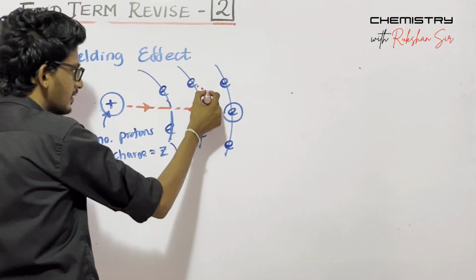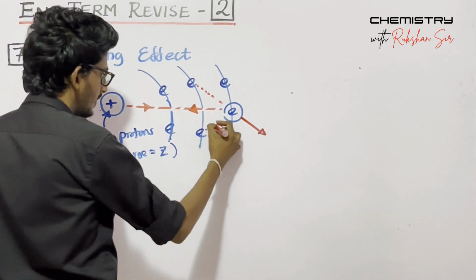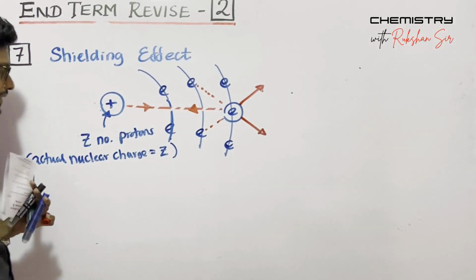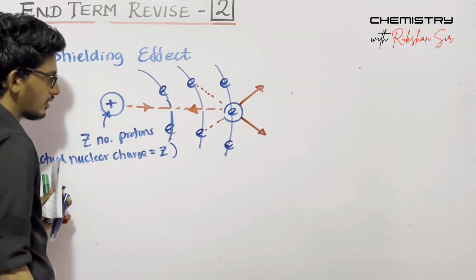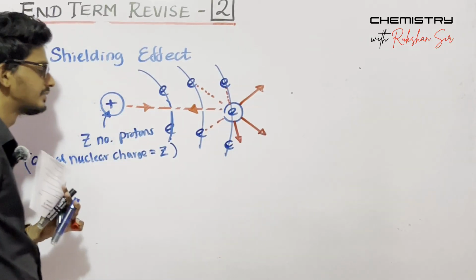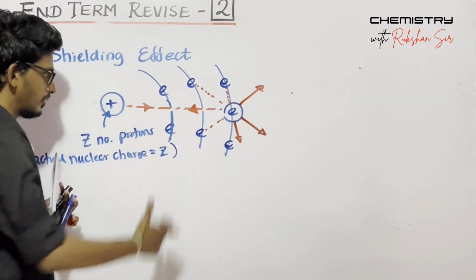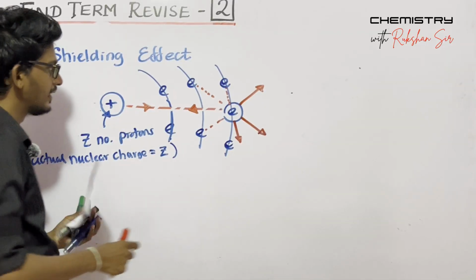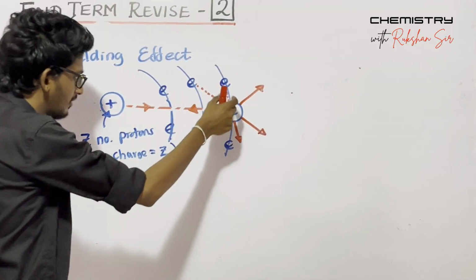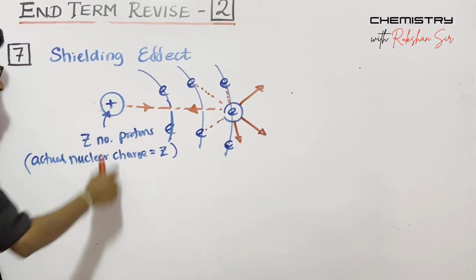As these guys, the inner electrons, will repel your considering electron from the nucleus. Not only that, these orbital electrons also repel your considering electron out from the nucleus. So the actual nuclear charge felt by this electron is lesser than the actual nuclear charge available in your nucleus.